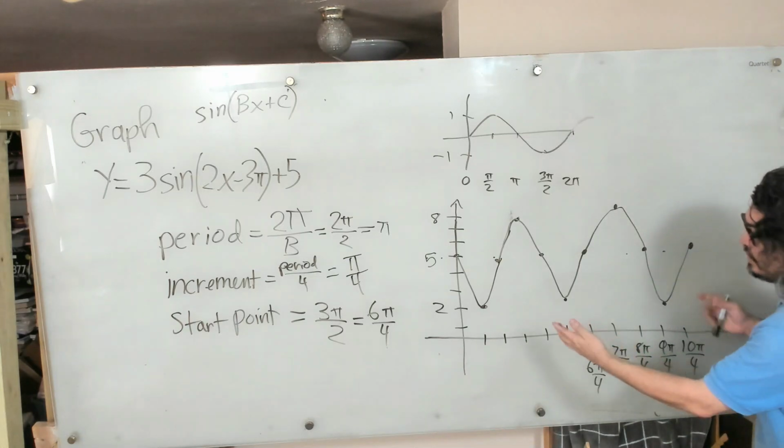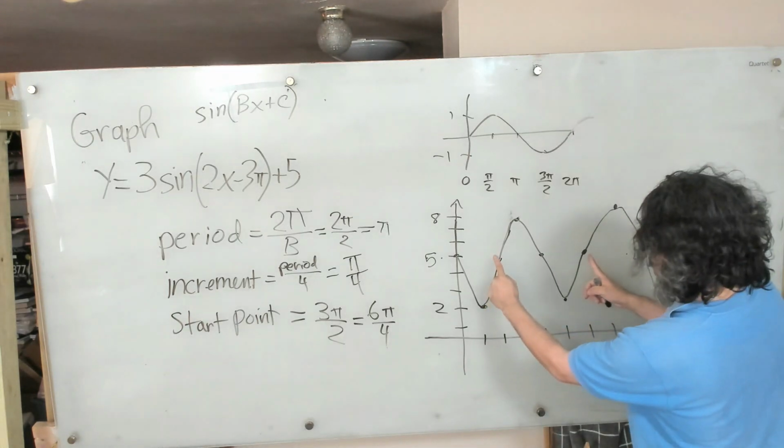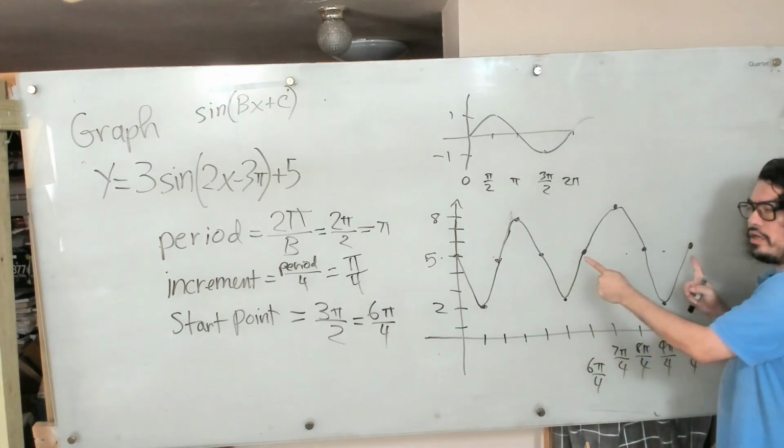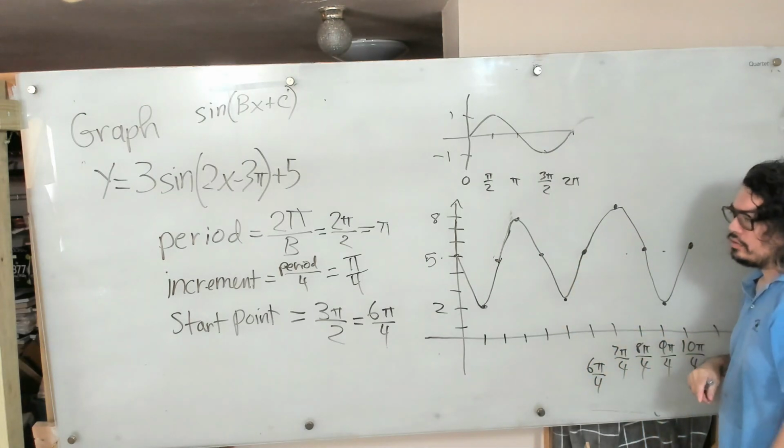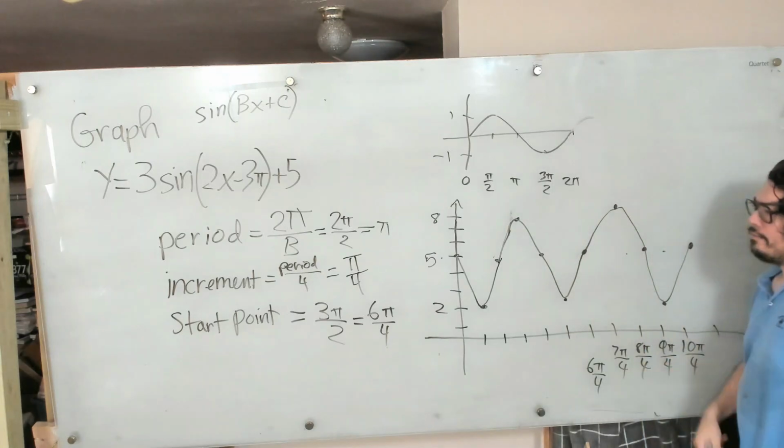So in this graph, we see one full period here, and then another full period here. So this graph has more than 2 periods. Got about 2.5 periods. Okay.